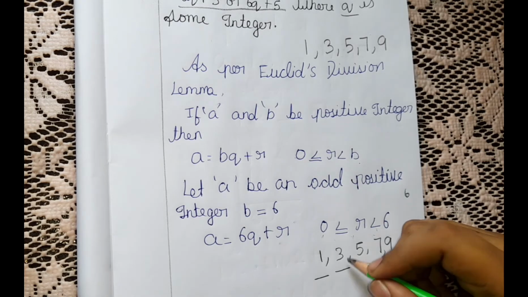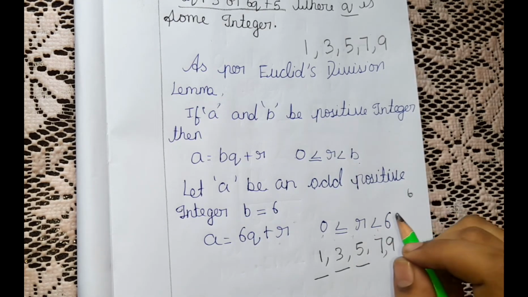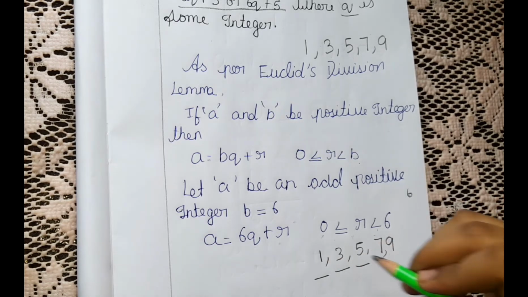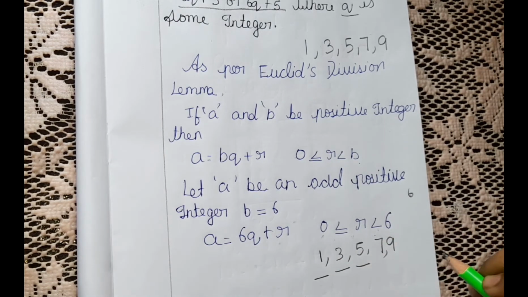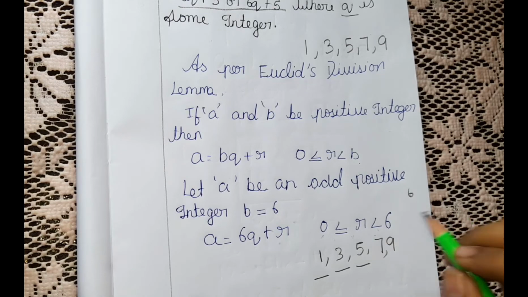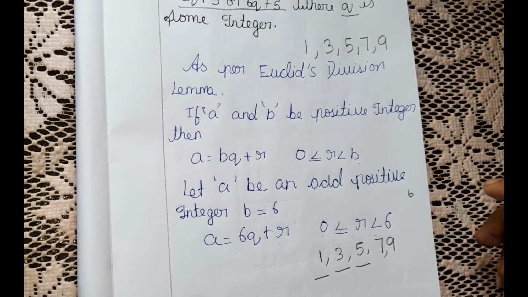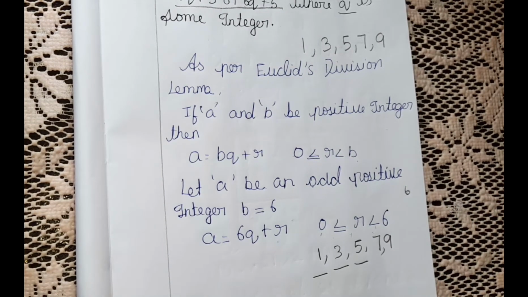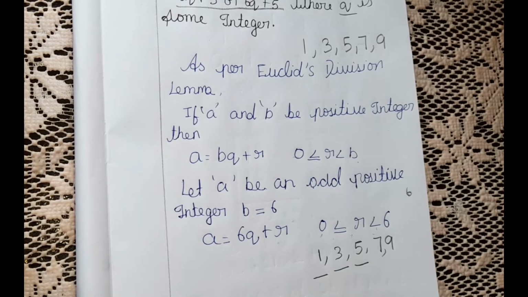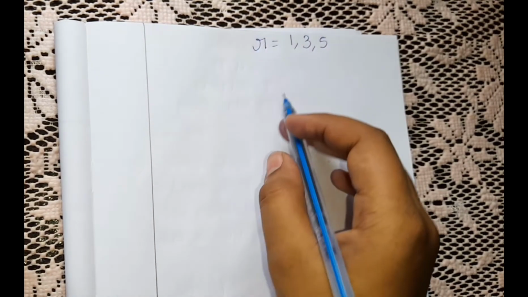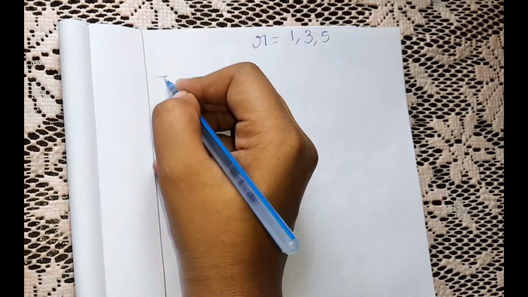But in this question they have mentioned we should take odd integers. That's why we are taking 1, 3 and 5, the odd numbers. We can't take 6, and we can't take anything greater than 6. So this is the rule in this. Make sure you guys don't get confused here. Now let's solve it. As you know, we can take the remainder as 1, 3 and 5. First we are going to check if r is equal to 1.